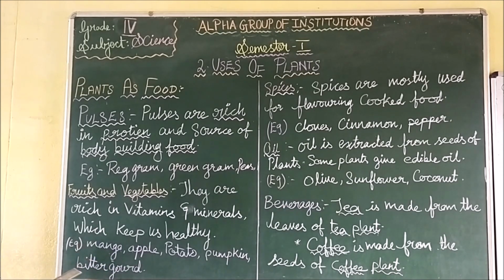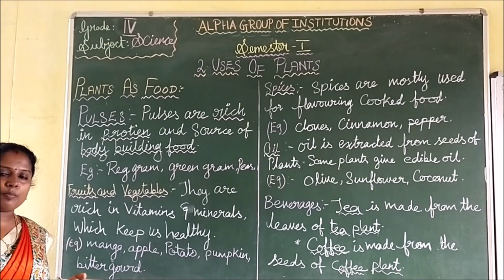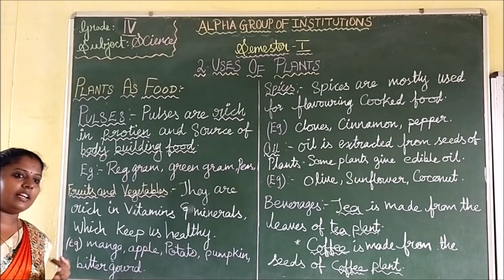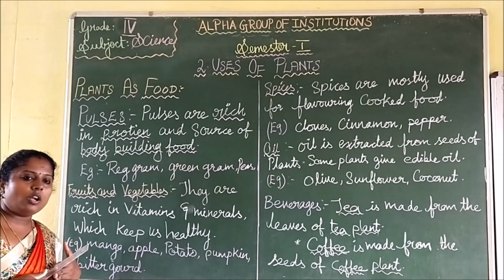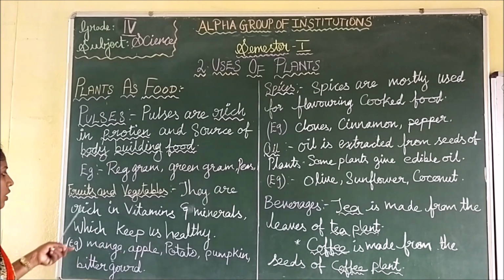Which keeps us healthy. Example: what are the fruits? All fruits and all vegetables, that is mango, apple, pineapple, grapes, all types of fruit, and vegetables: pumpkin, potato, carrot, bitter gourd, all types of bottle gourds, all types of vegetables are examples of these fruits and vegetables.